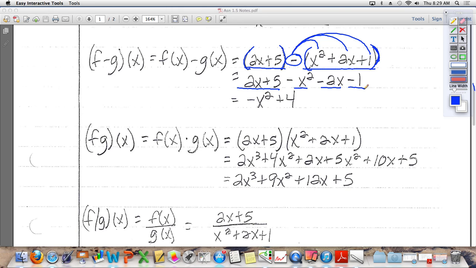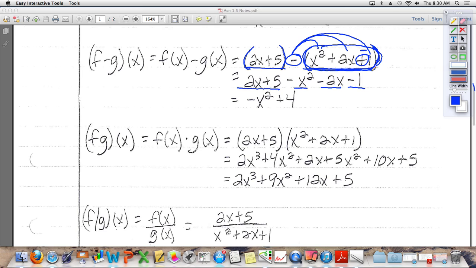Now, let's say that in g of x, in this polynomial right here, the plus 1 was not a plus 1, it was a minus 1. If it was a minus 1 and I distributed a negative into it, then it would become a positive. So what I'm trying to say is that everything in that second polynomial is going to become exactly the opposite of what it once was. Does that make sense?